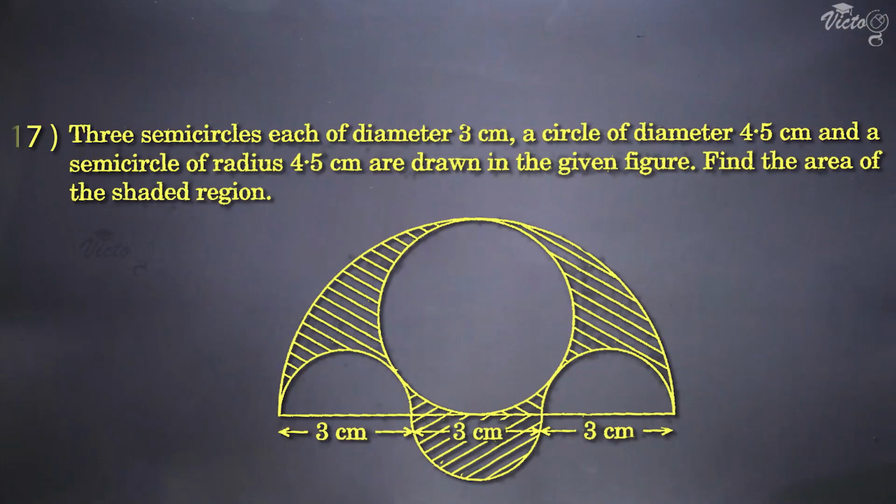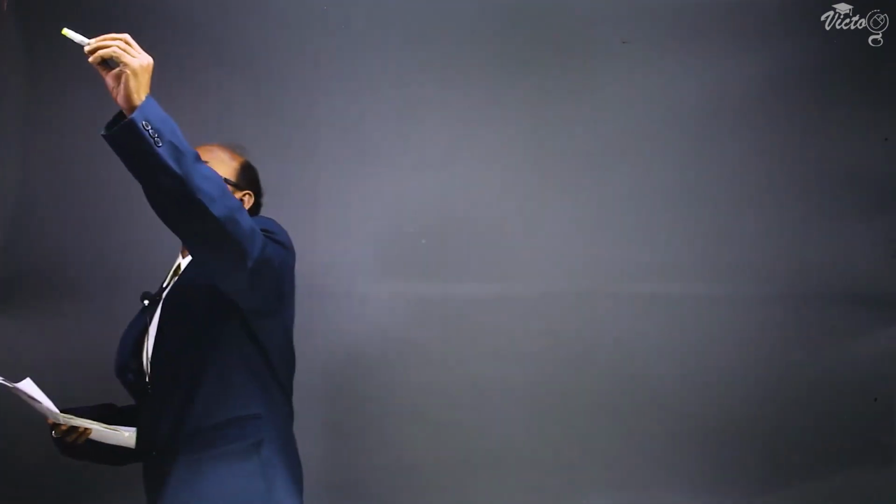Three semicircles, each of diameter 3 centimeter, a circle of diameter 4.5 centimeter, and a semicircle of radius 4.5 centimeter are drawn in the given figure. Find the area of the shaded region. Question number 17. For this question, the figure is given.